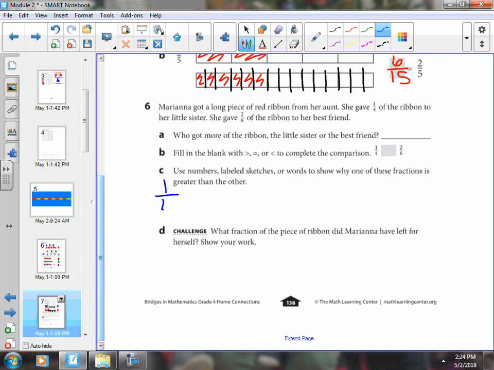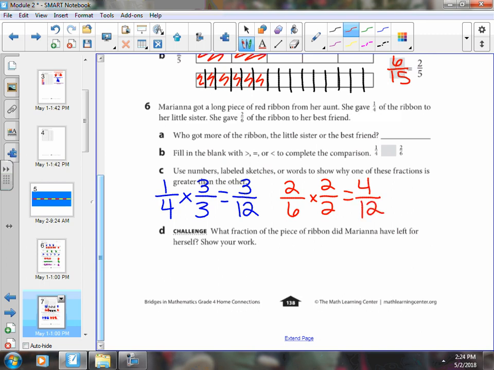I know that I can change a 4 into 12. You could also change it into 24. That would work too. And I can change 2/6. I could make that have a denominator of 12. You could also make them have a denominator of 24. I can see that 4/12 is bigger, which means 2/6 is bigger. And that was the best friend.